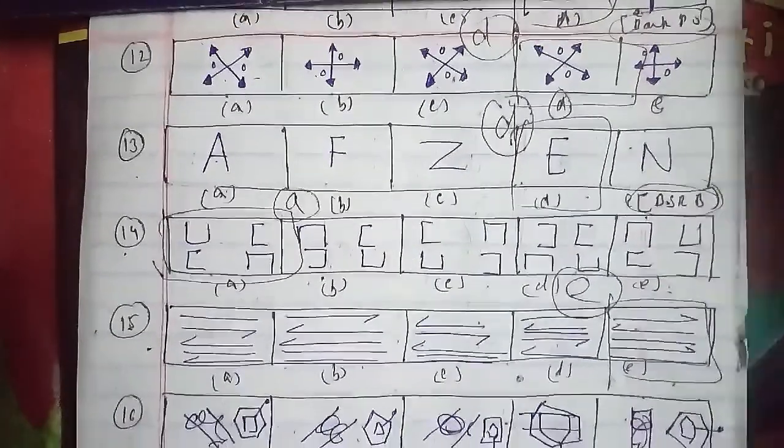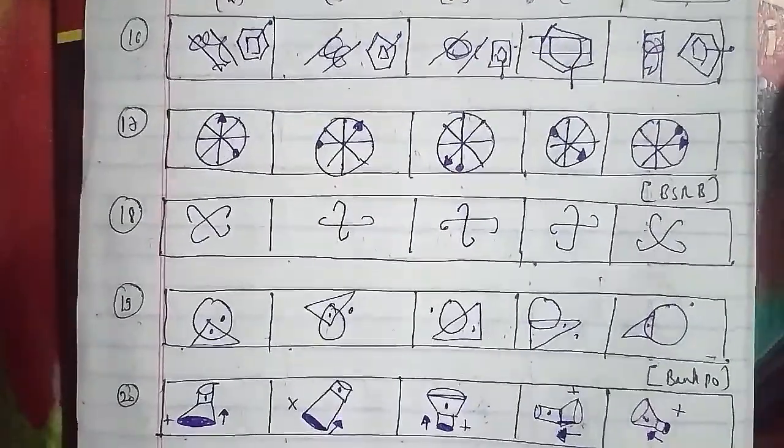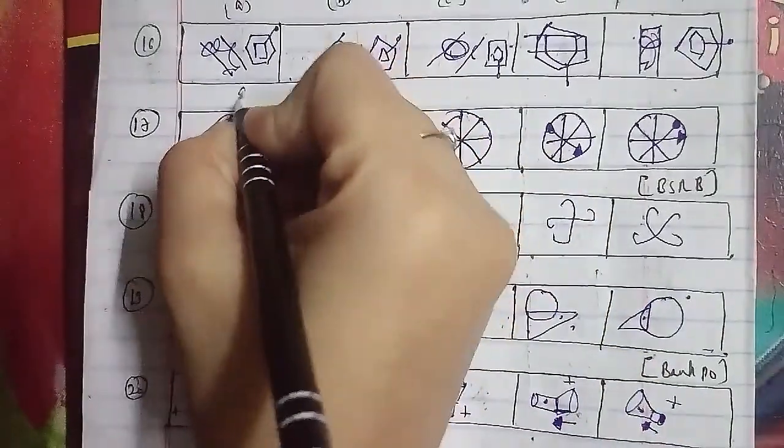As you can see, they are not all on the same diameter, but this one is on the same diameter. For that reason, this is the odd man out here. We will be going ahead with other questions.